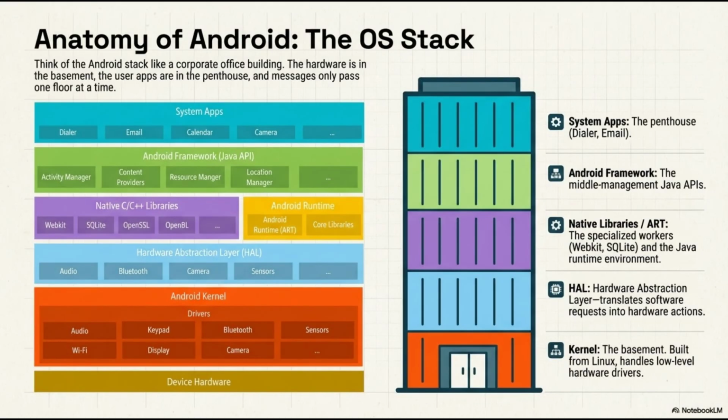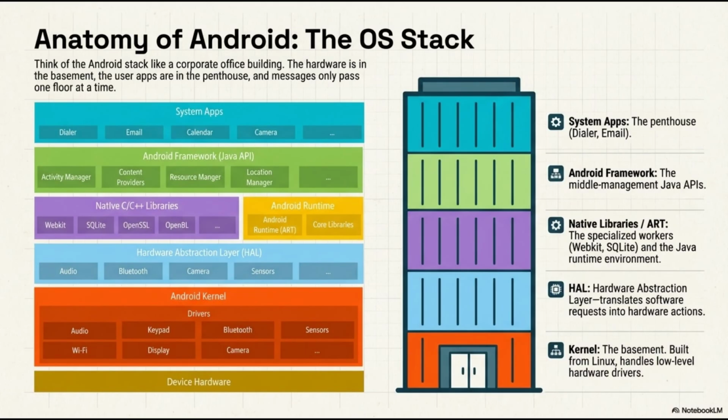These are all the Java APIs, like the Location Manager or Activity Manager. Finally, we reach the penthouse. This is where the system apps live. The dialer, your email client, the calendar, basically the end-user apps. Now, if the exam asks you to explain why this strict floor-by-floor communication makes the system more secure for your short answer responses, rely on that building analogy.